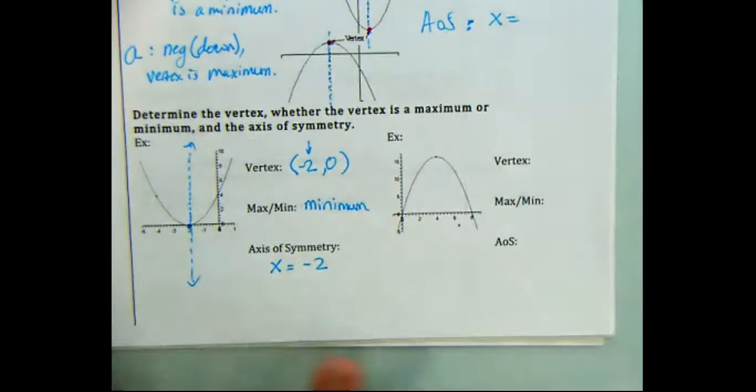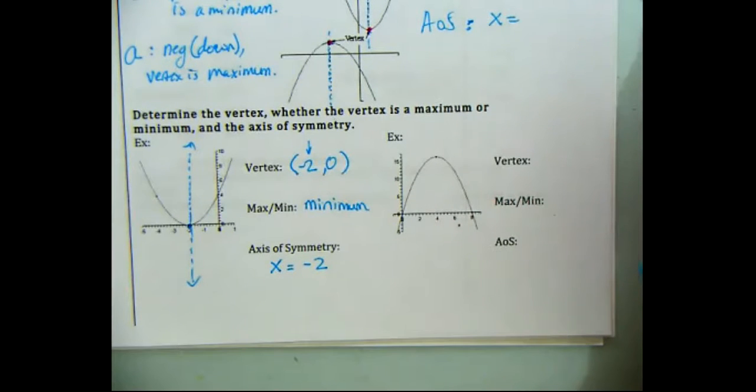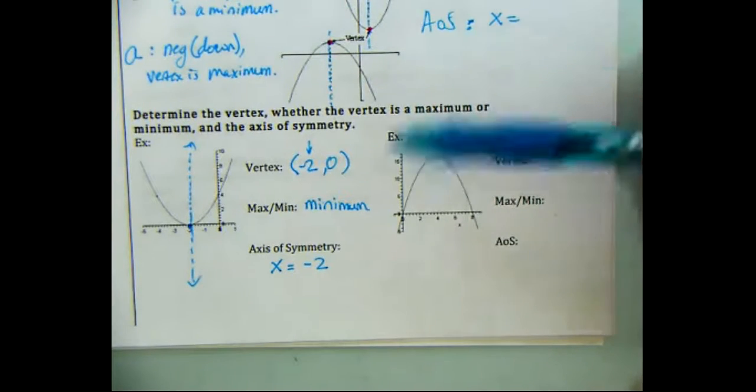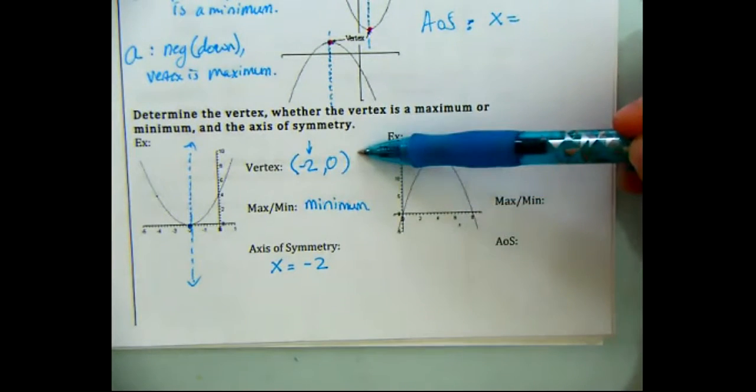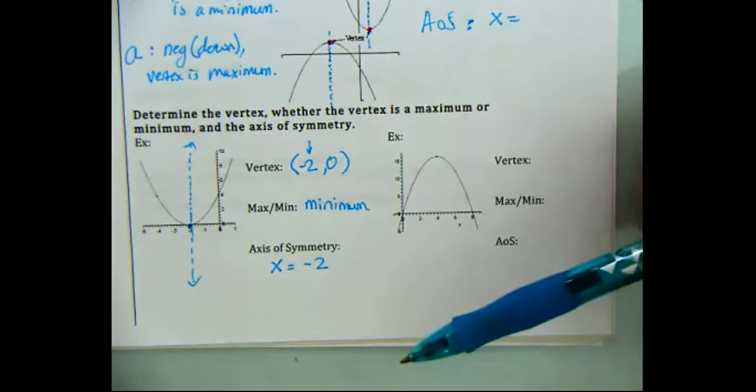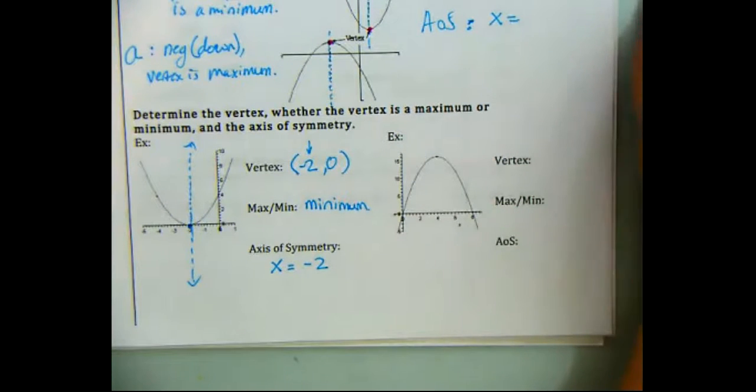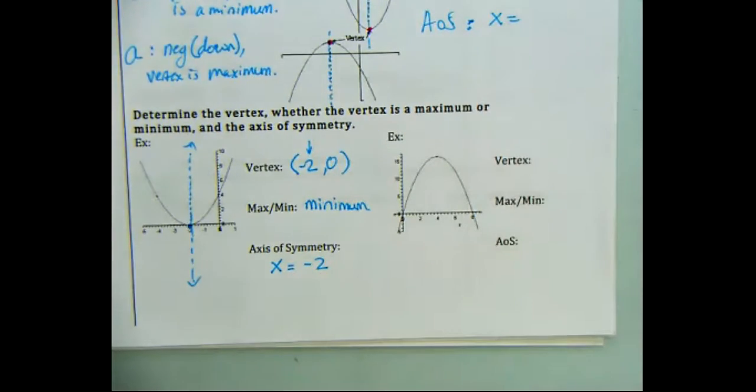Any part of that, I know I went fast there, but do we have any questions on any part of that? How I determined if it was a minimum, how I determined the vertex or the axis of symmetry? You can type it in the chat, or even faster, you can unmute and speak.